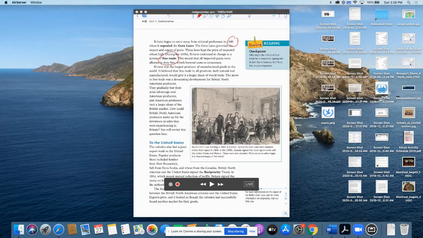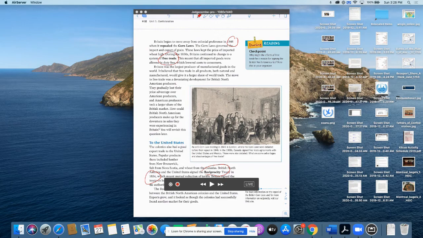In the United States, it ended up working well for a while, because there was a reciprocity treaty that was signed after Britain decided to go to more of a free trade agreement, and that was in 1854. So at least the colonies had someone to trade with, at least for a while.